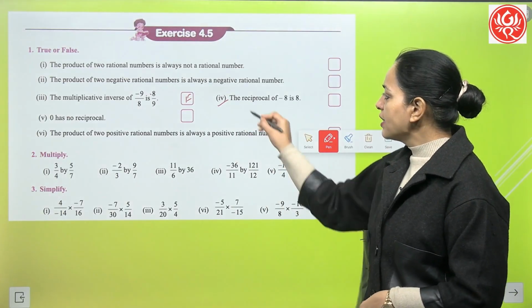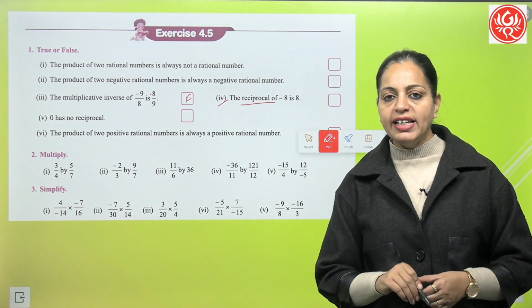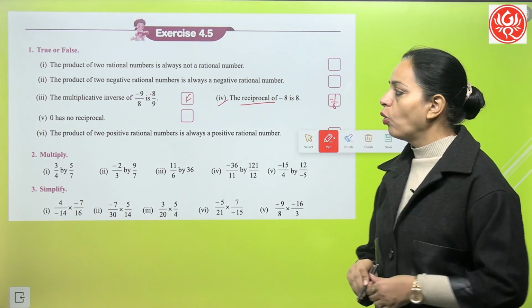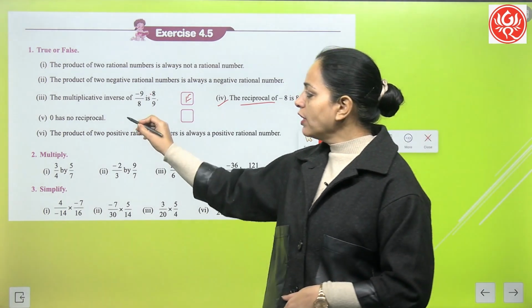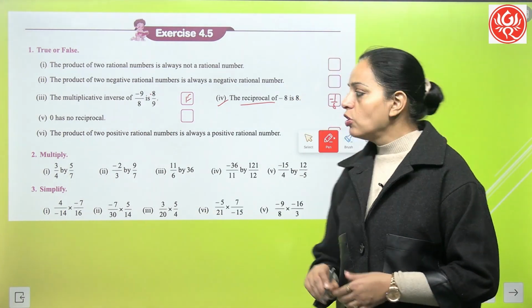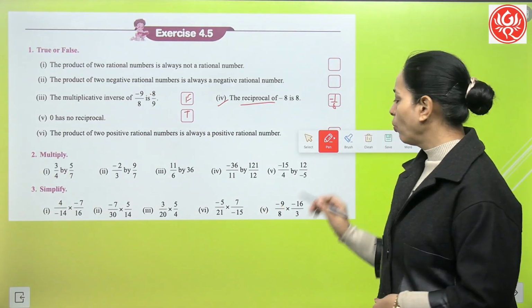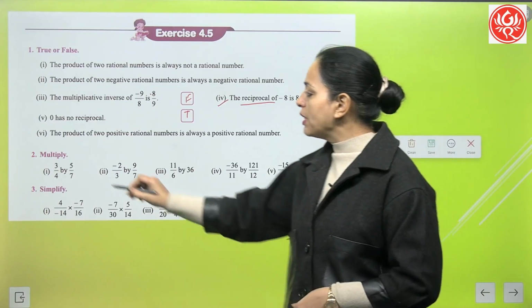Similarly, fourth part, the reciprocal of minus 8 is 8. No, it is minus 1 upon 8. The fifth one, 0 has no reciprocal. So this is true statement. ऐसे ही आप check कर सकते हैं. Sixth one, right? Now question number 2, multiply.